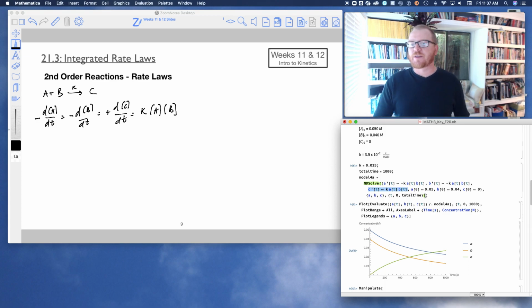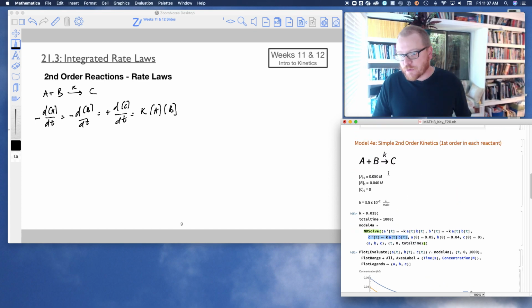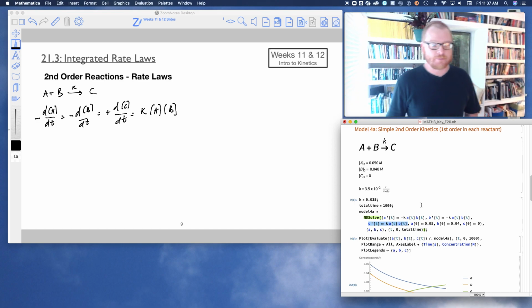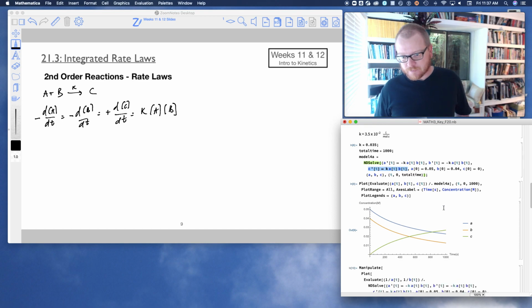And then for this model, this is model 4, by the way, and you don't have to do a 4A and a 4B. So this is, again, my little extra to show you what's going on with second order reactions. In here I set up A and B to be slightly different concentrations so that you could actually see them.